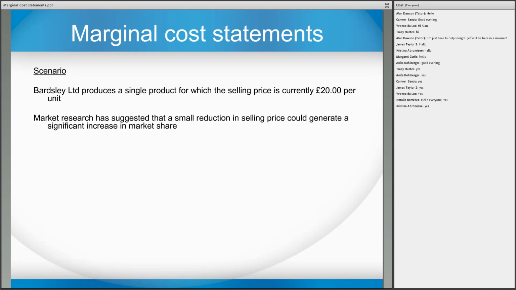Somebody said if we could just drop the selling price a little bit, we think we can get a big increase in our market share. Maybe it's a product where there's a lot of competition. A small difference in the price can get a lot more sales.